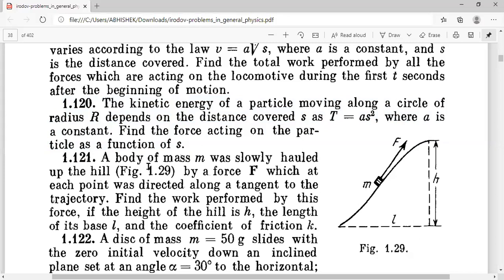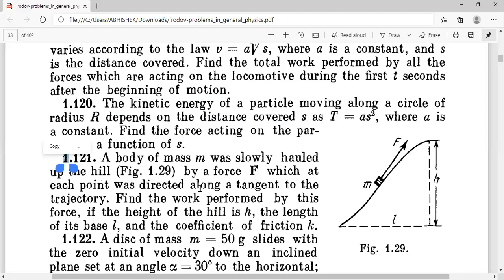A body of mass m was slowly hauled up a hill by a force which at each point was directed along a tangent to the trajectory. Find the work performed by this force if the height of the hill is h, the length of the base is L, and the coefficient of friction is k. Okay students, this we will solve in the next video.